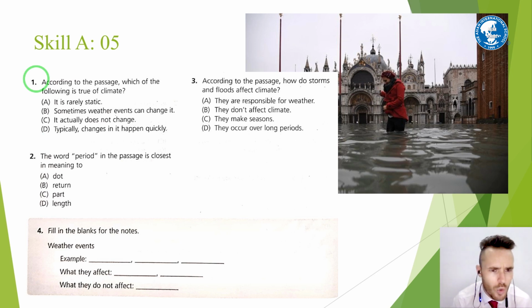Okay, question 1. According to the passage, which of the following is true of climate? A, it's rarely static. B, sometimes weather events can change it. Is it C, it actually does not change? Or D, typically changes in it happen quickly? The correct answer there, C, it actually does not change.